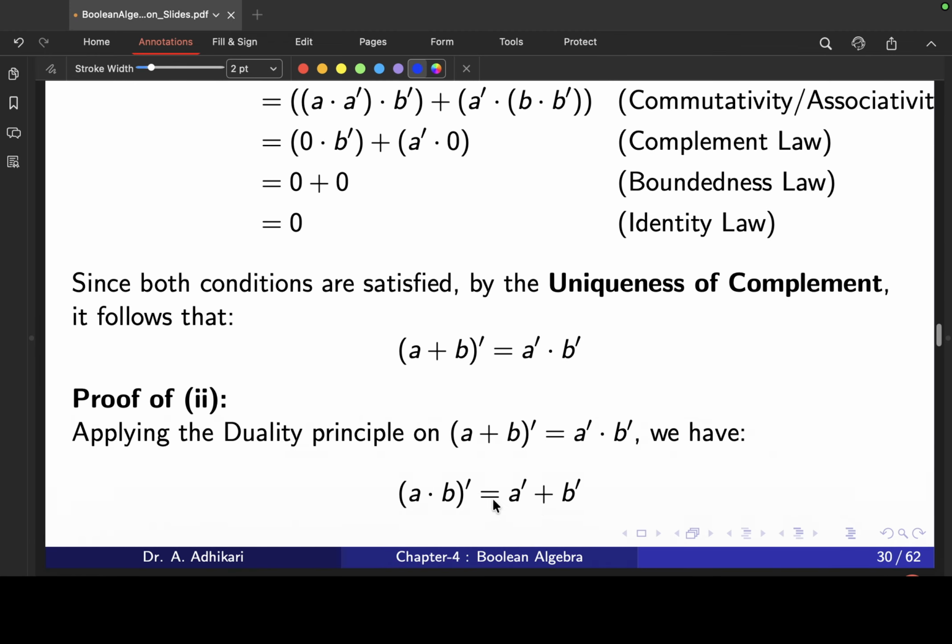Proof of 2 is by the principle of duality, interchanging dot and plus. So (A·B)' equals A' + B'. So this is the second De Morgan's law, for any elements A, B belonging to Boolean algebra B.